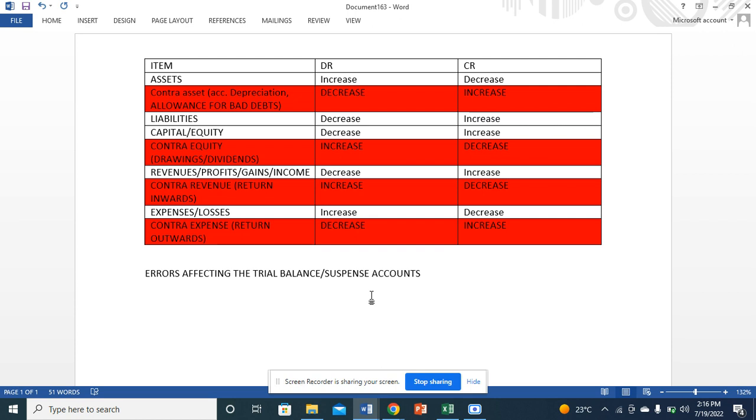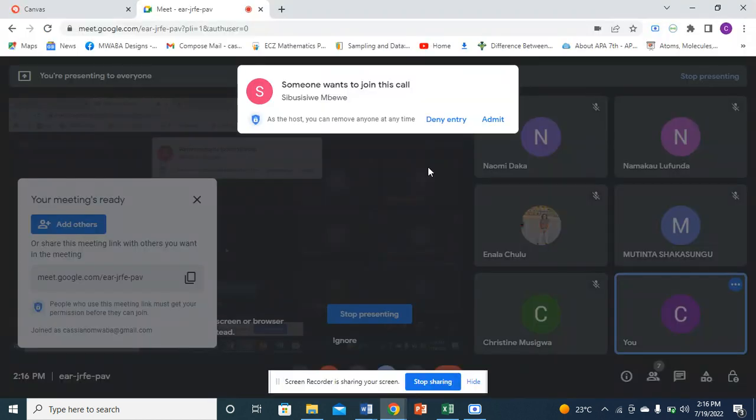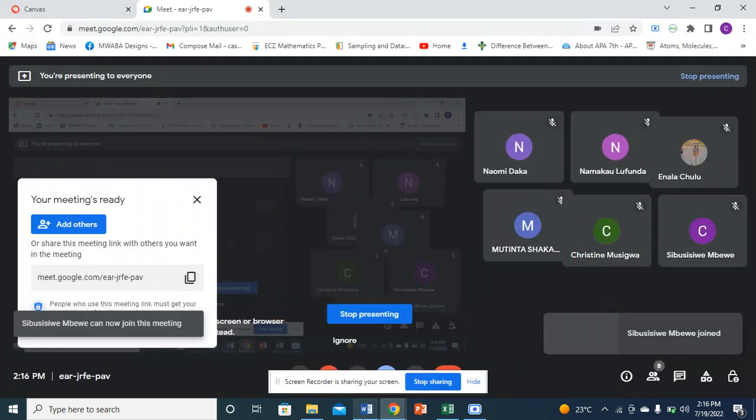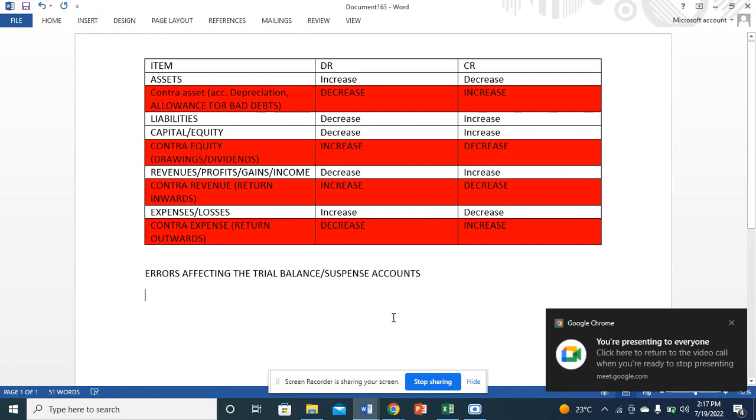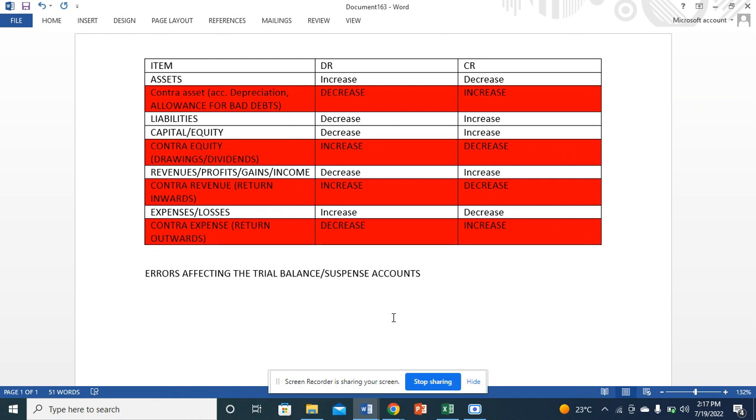So let me just illustrate the purpose of the suspense account, because the suspense account has two purposes. It's a temporal account. If you don't know where to post a journal entry, you can use it. And if your trial balance doesn't balance, you can open up the suspense account, look for your errors, and then correct them.